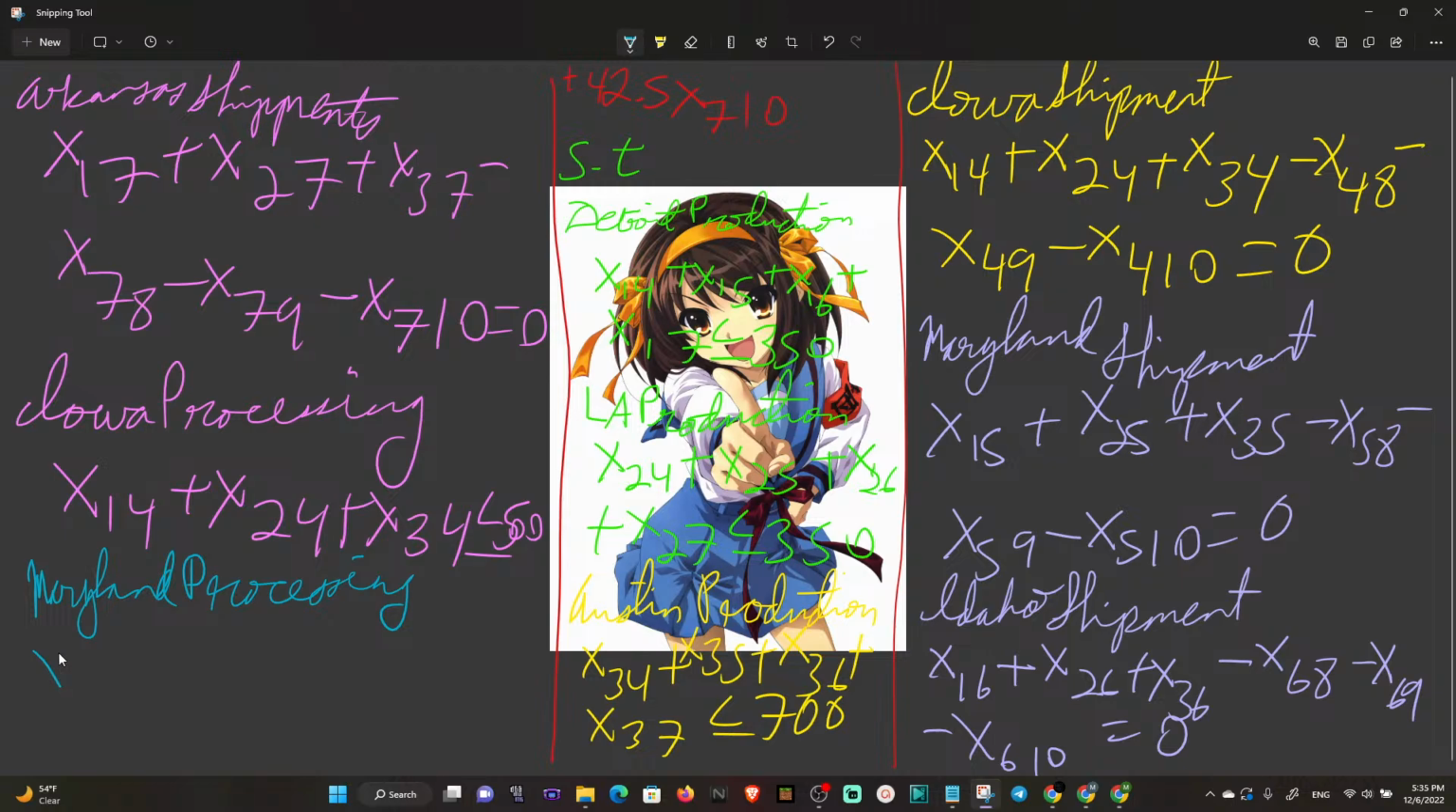Which will be x15 plus x25 plus x35 is less than or equal to 500, because they're all 500, just so you know. But wait, why are they 500 again? Because the question says they're all 500. I highlighted it, I think. Let me pull it up.